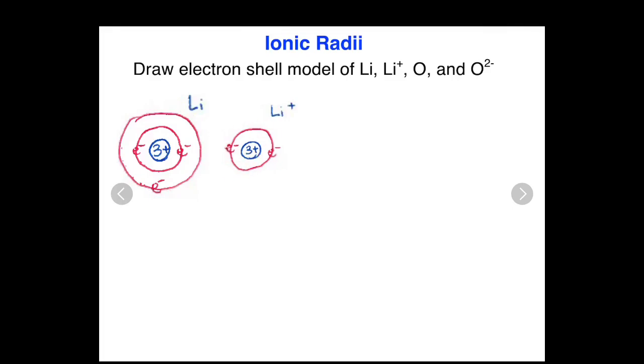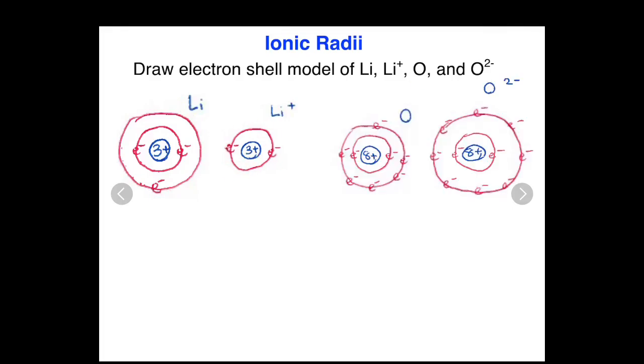Now with oxygen, if you draw the neutral atom of oxygen, it's going to contain 6 electrons total in the outer shells.